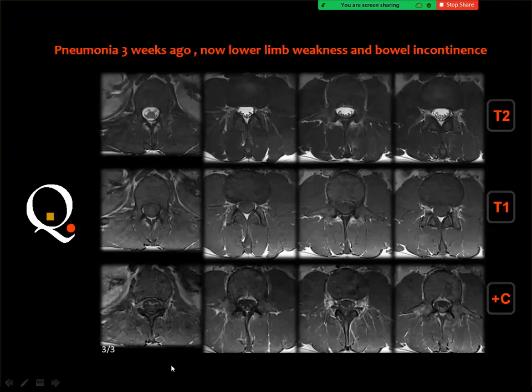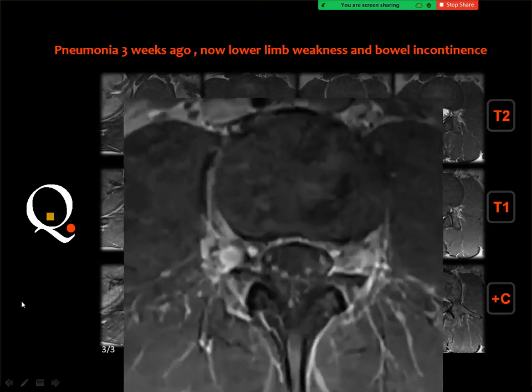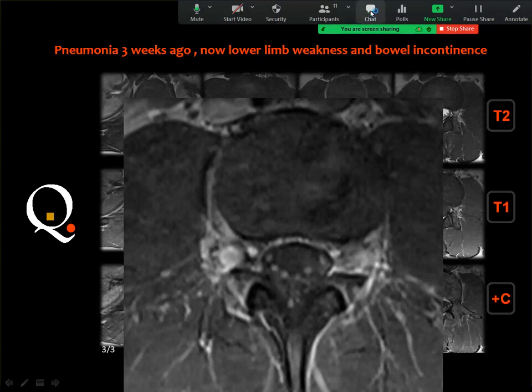Then, this patient had pneumonia 3 weeks ago. Now presenting with lower limb weakness and bowel incontinence. This is the axial T2, axial T1, and axial T1 post contrast. Because the images may be small for you, I have magnified this image, which is important for the diagnosis. This is one of the images obtained after contrast injection.